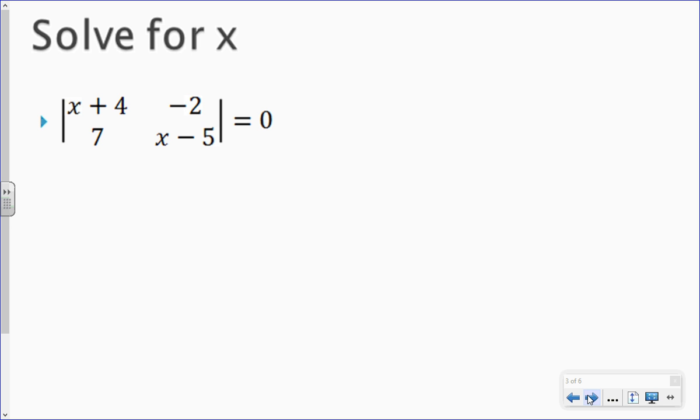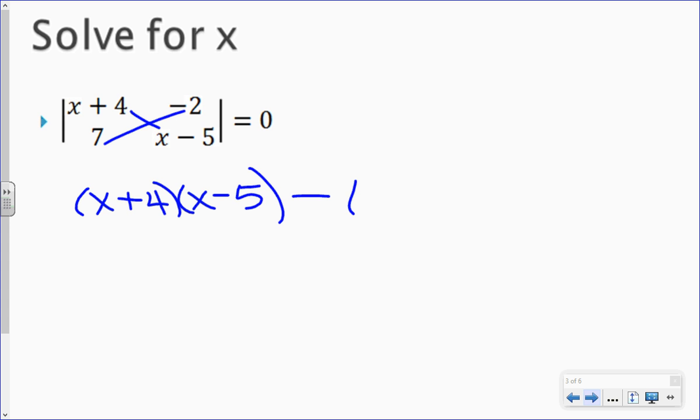Okay, so we need to solve for x. What you really need to notice, because it says nothing about a determinant, is that the bars on the outside of the matrix are vertical as opposed to the boxes, and so that means determinant. Well, how do we find a determinant? We take criss minus cross. And that should equal, in this case, 0 because it's telling us that our determinant equals 0. So now they want to know what x is.